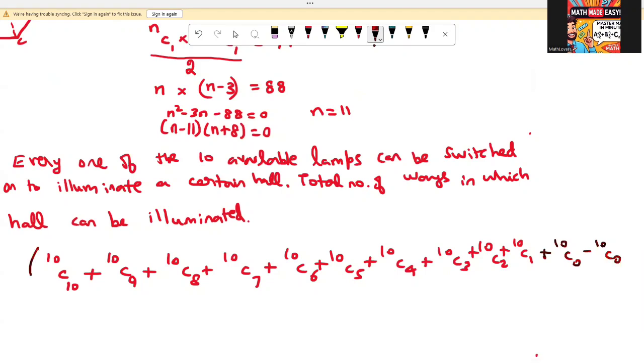So through that property, you will understand if all the elements of the 10th row are being added up, the resultant of that is 2 power 10 and 10C0 value will become 1. 2 power 10 is 1024. 1024 minus 1 gives you 1023. So 1023 ways are there possible to illuminate that hall.